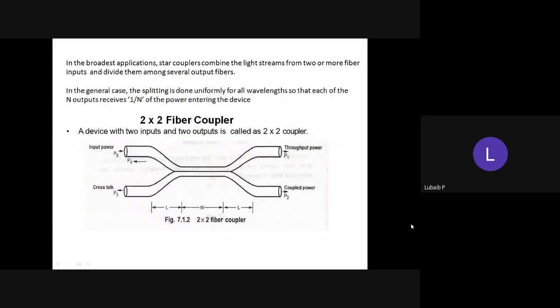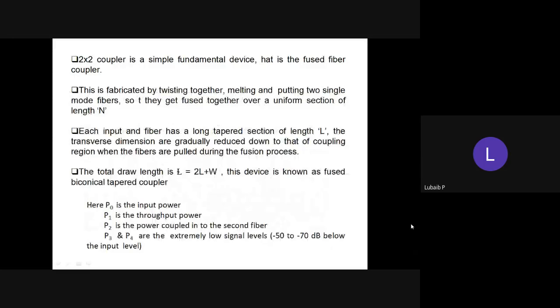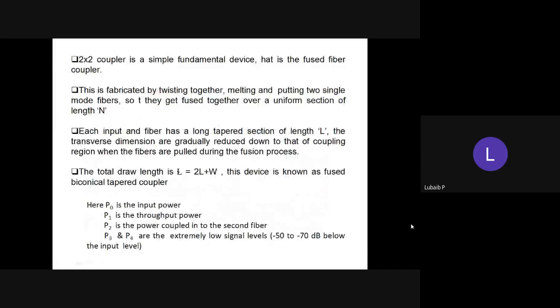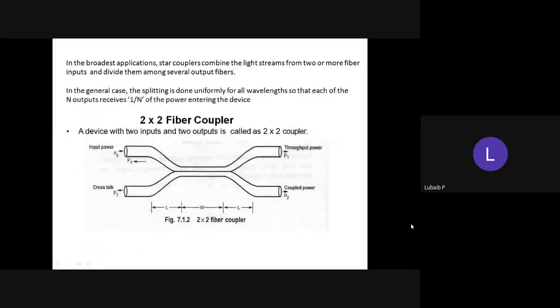The two single mode fibers are twisted together, melted, and fused together over a uniform section of length W. You can see in this figure the different lengths shown. They are fused at a particular length to form the coupler. Each input and output fiber has a long tapered section of length L, at the two ends of this fused area.